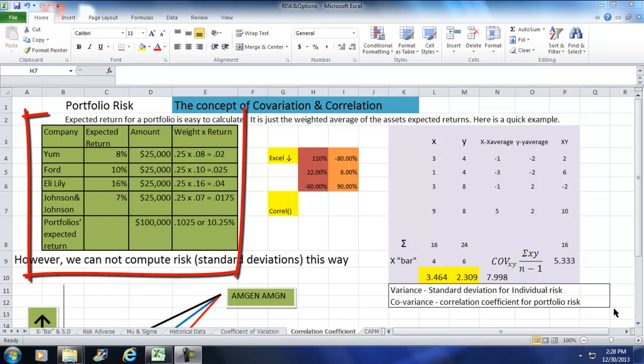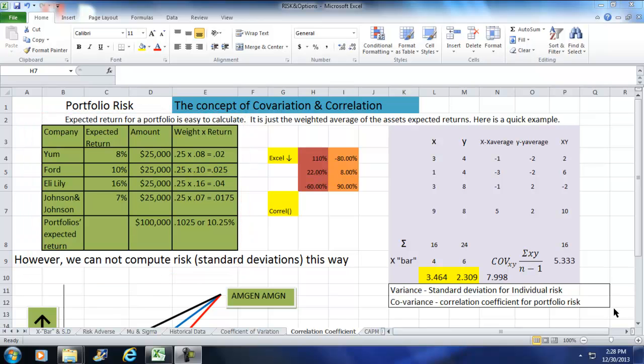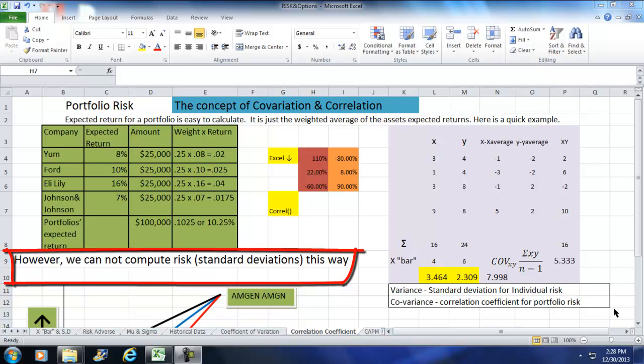And that's the same example from the video. It's there in the green box. And we see that the expected return for these four stocks using historic data, expected returns is 10.25%. However, in order to determine the risk, you can't just take the weighted average of each of the standard deviations.